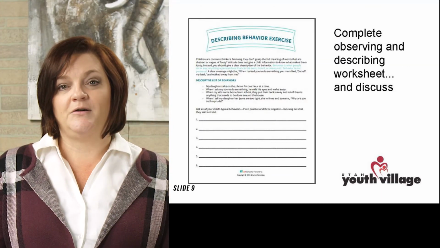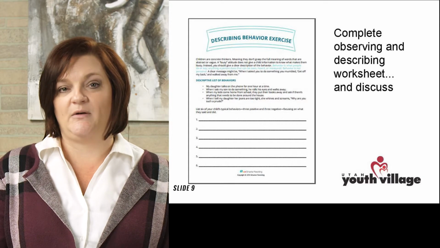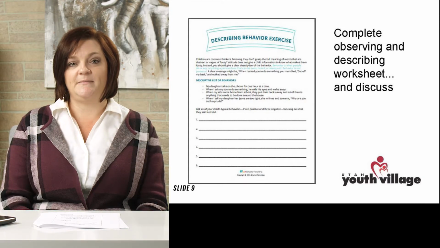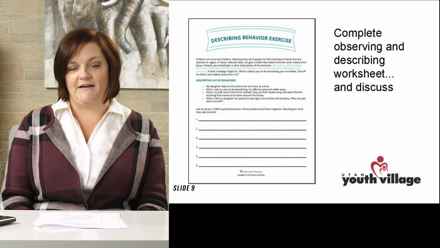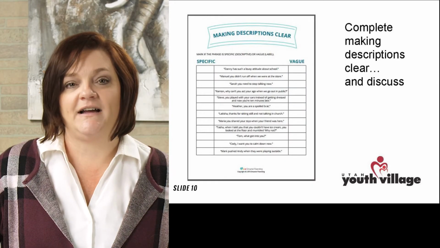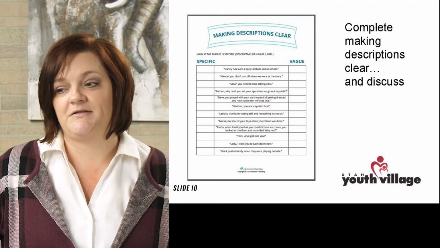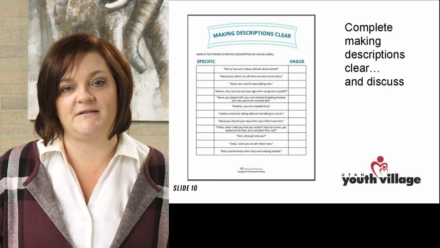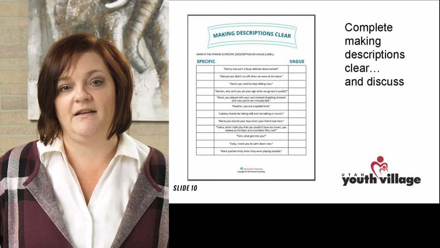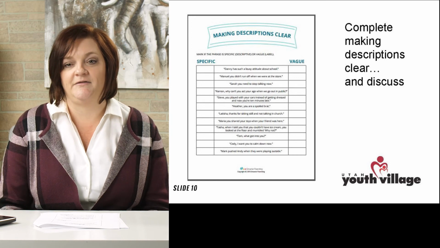So next, you're going to do an exercise where you complete an observing and describing worksheet, and then this will be submitted electronically to your consultant, and they will review how you did at the completion of your training. Okay, and our final exercise is called Making Descriptions Clear. In this exercise, you will read the sentence and then mark whether or not you feel that it's specific or it's vague. And again, this will be reviewed with you by your consultant at the end of your training.